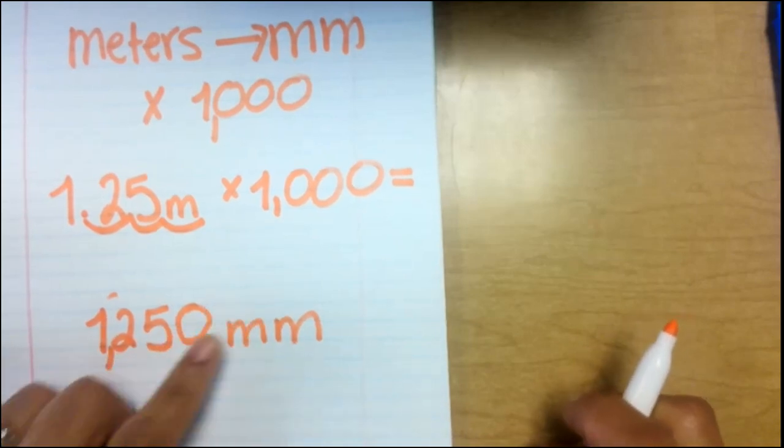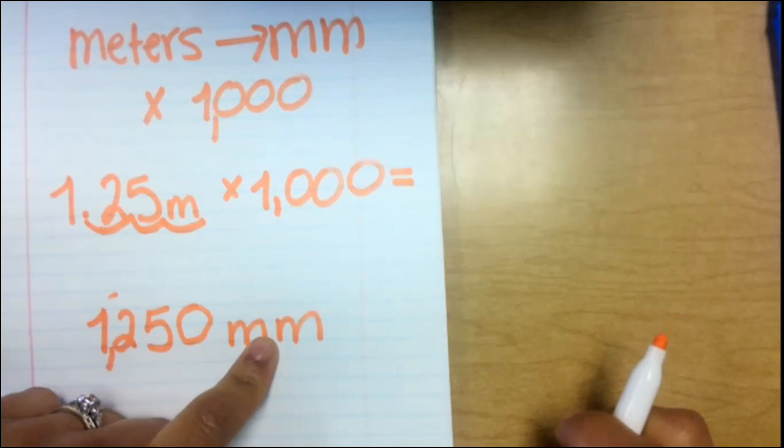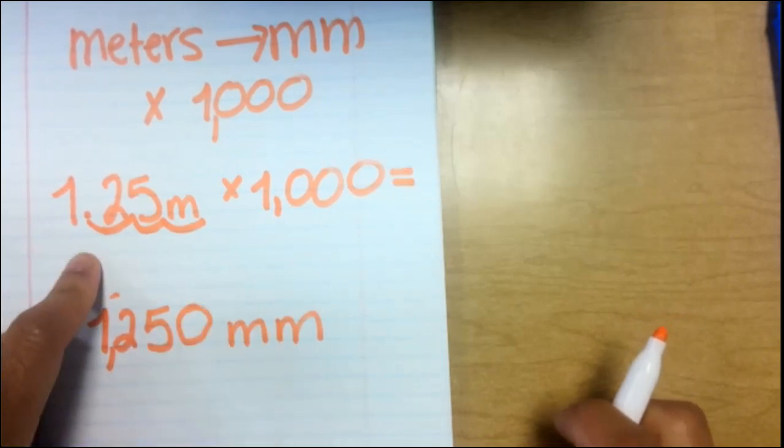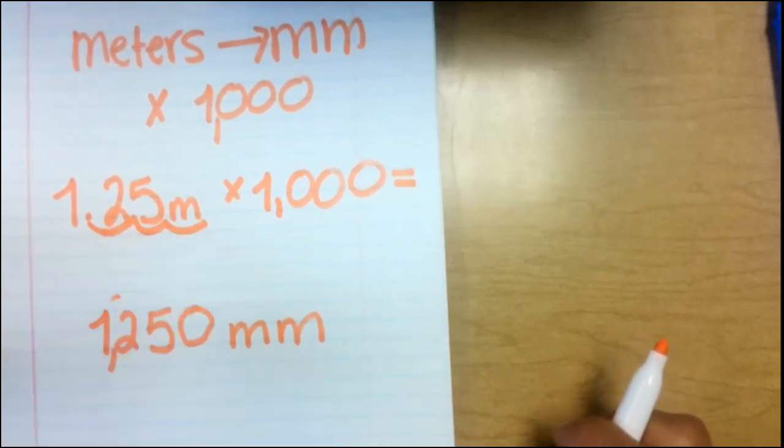So if you have 1,250 millimeters, it is the same as having 1 and 250/1000 of a meter.